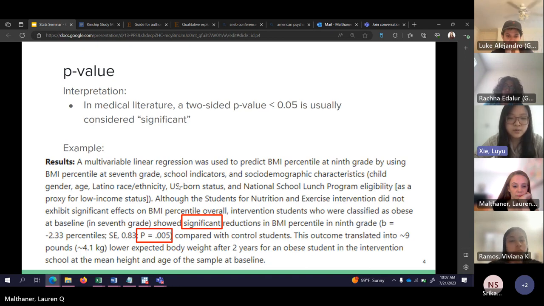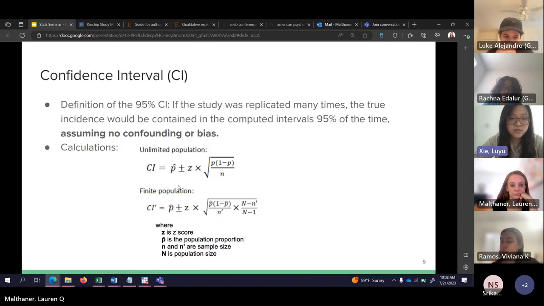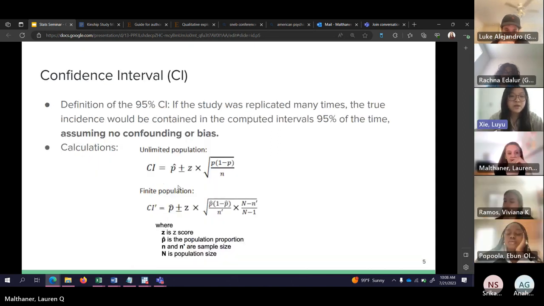Next slide, please. Okay, so in the medical literature, a two-sided p-value less than 0.05 is usually considered significant. For example, in this paper we just extracted from the literature, you can see they have a p-value of 0.005, which is less than 0.05. So the authors concluded there is a significant reduction in BMI percentile. We'll talk about the research methods, the linear regression, in later slides, but I just want to give you an idea of how to report the p-value in medical literature.